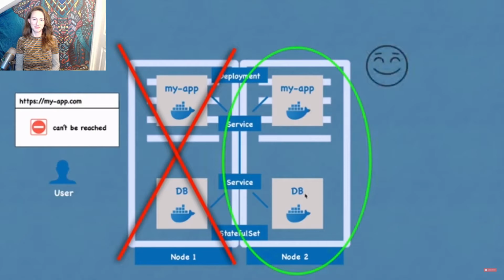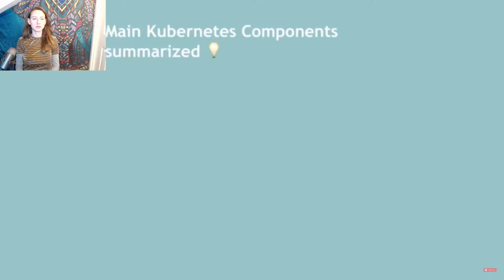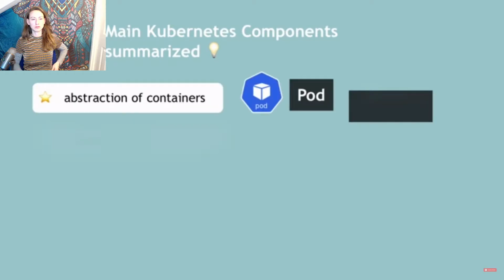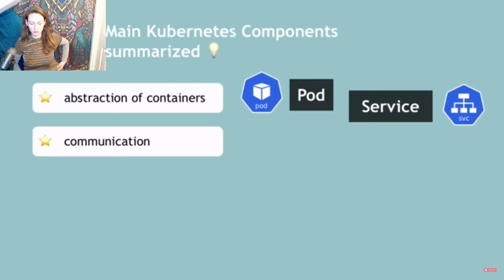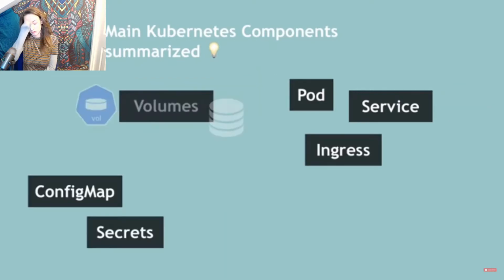So to summarize, we have looked at the most used Kubernetes components. We start with the pods and the services in order to communicate between the pods, and the ingress component, which is used to route traffic into the cluster. We've also looked at external configuration using config maps and secrets, and data persistence using volumes.